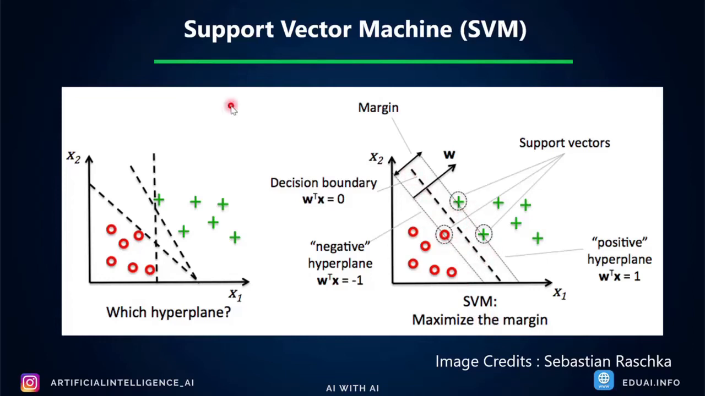And hence the goal of support vector machine is to maximize this margin, identify these support vectors, the extreme points, and based on this draw the hyperplane. Beautiful, isn't it? That is why I say support vector machine is so amazing.